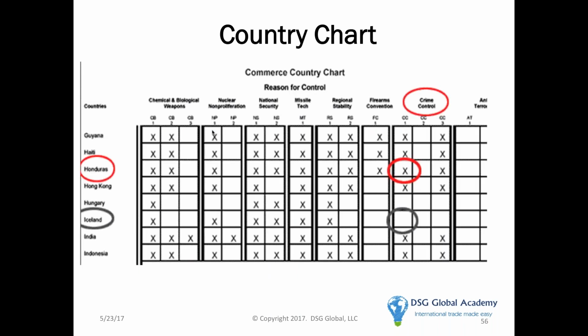So looking at those reasons for control, we then go into the country chart. This is the country chart. And you see here, for instance, Honduras, we're saying a taser, the taser that the cops carry, you can ship it to Iceland because under the crime control reason for control, there's no X in a box. But you can also ship it to Hungary, but you cannot ship it to other countries like Guyana, Haiti, Honduras, Hong Kong, etc.